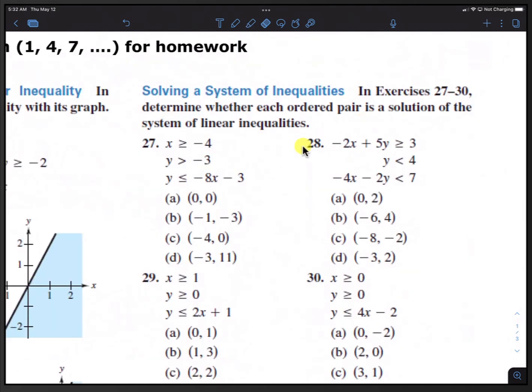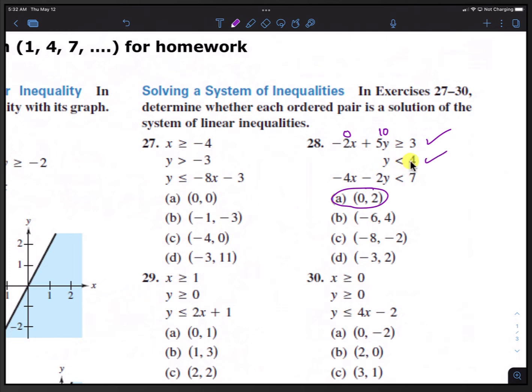All right, now let's jump over to number 28. It says, in exercises 27 to 30, determine whether each ordered pair is a solution of the system. All right, so first let's start with point A. That's 0, 2. So we're plugging in 0 for x and 2 for y. Negative 2 times 0 is 0. And 5 times 2 is 10. And 0 plus 10 is 10, which is greater than or equal to 3. So that works. And then y is 2. 2 is less than 4.